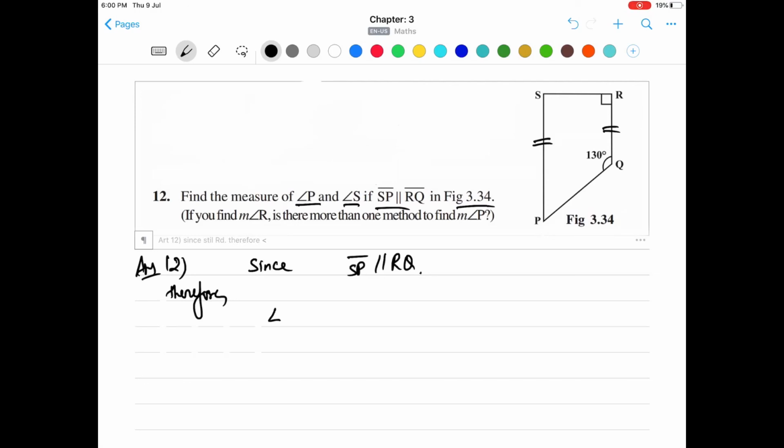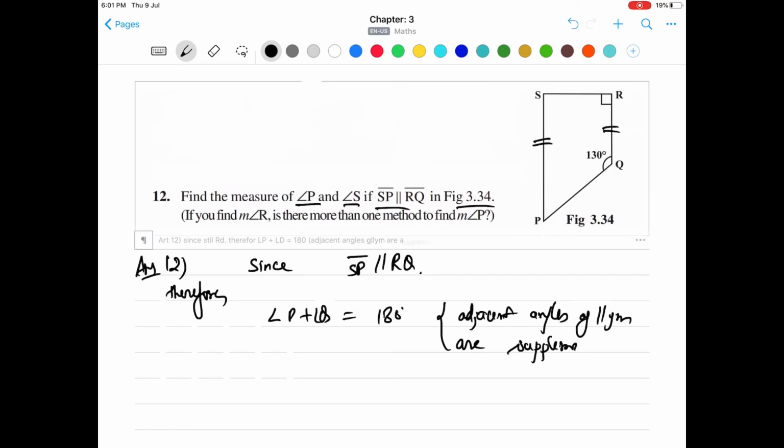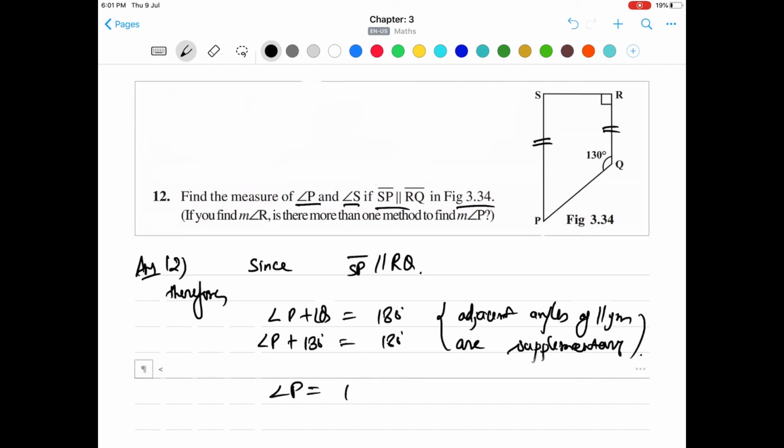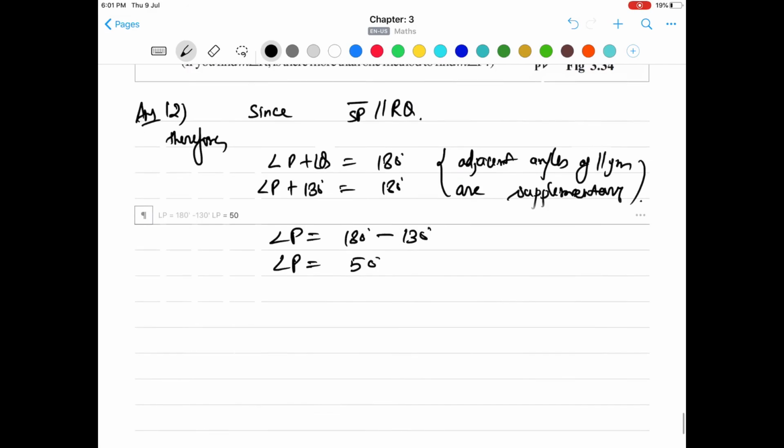Angle P plus angle Q has to be equal to 180 degrees. The reason is again the same, that the adjacent angles of a parallelogram are supplementary. Therefore angle P we have to find, Q is given which is 130 degrees, so angle P will be equal to 180 degrees minus 130 degrees, so angle P will be equal to 50 degrees.